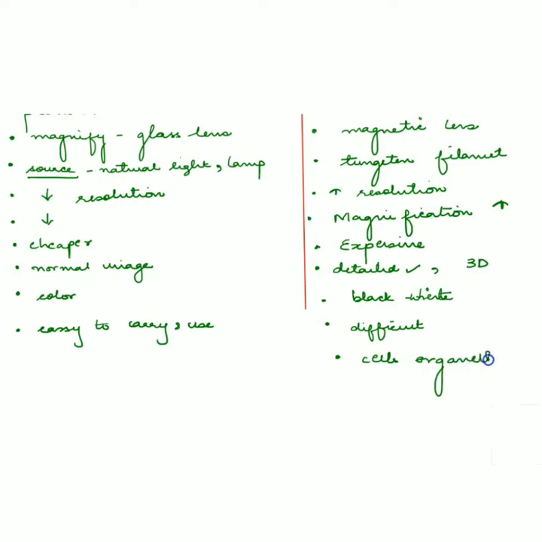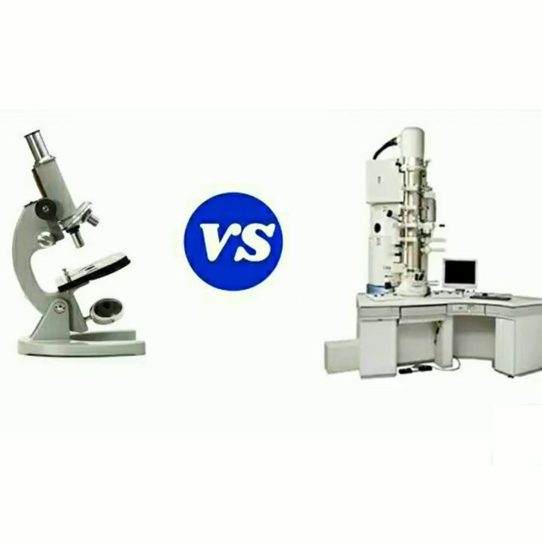In electron microscope, the cellular organelles are easily found, and we can distinguish among the organelles. But in light microscope, only the general structure of the cell is visible, and we cannot differentiate among the organelles.